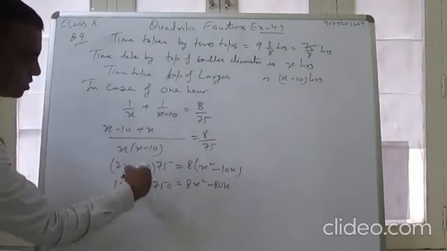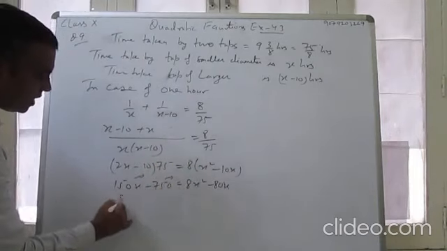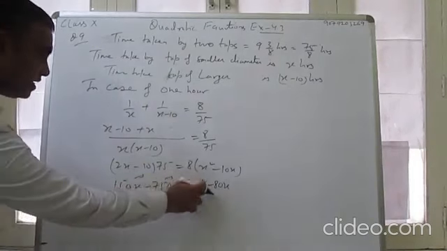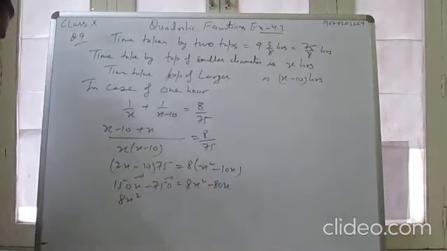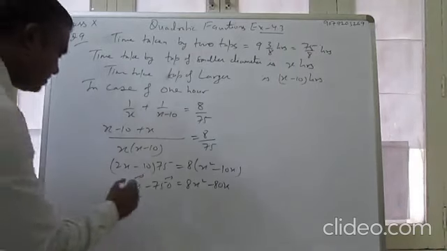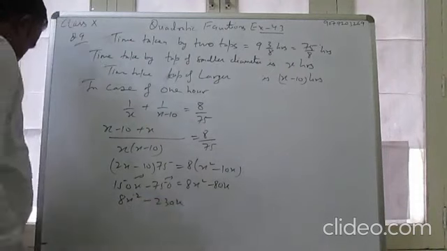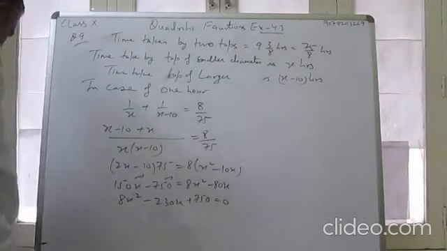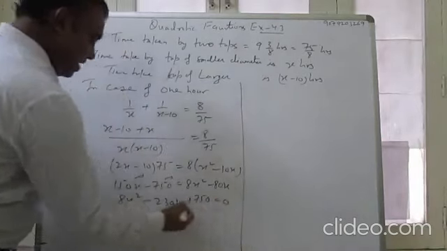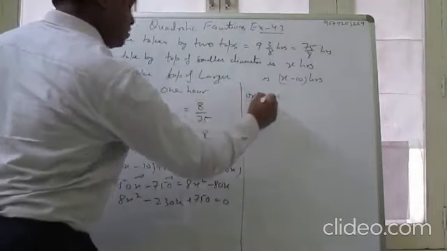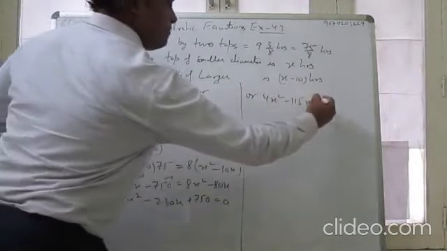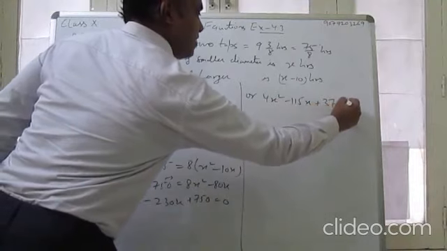Now transpose this to that side. So 8x square minus 80 and minus 150 becomes 230x. Now it goes there, it will be 750 is equal to 0. Now divide this equation by 2 and you will get 4x square minus 115x plus 750 divided by 2, which is 375, is equal to 0.